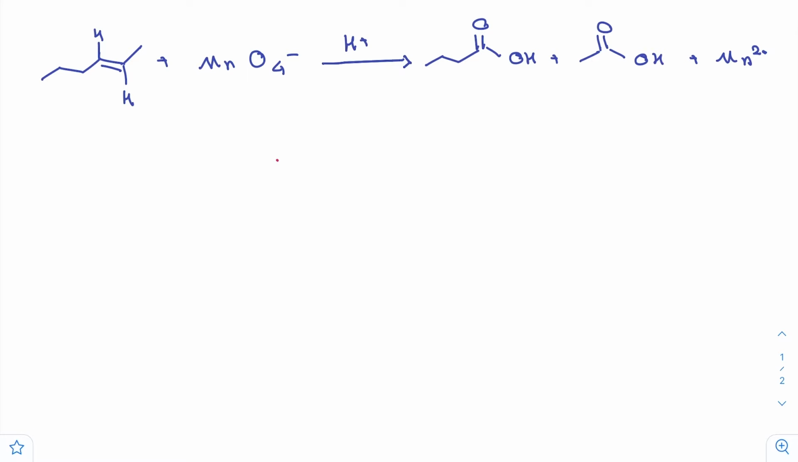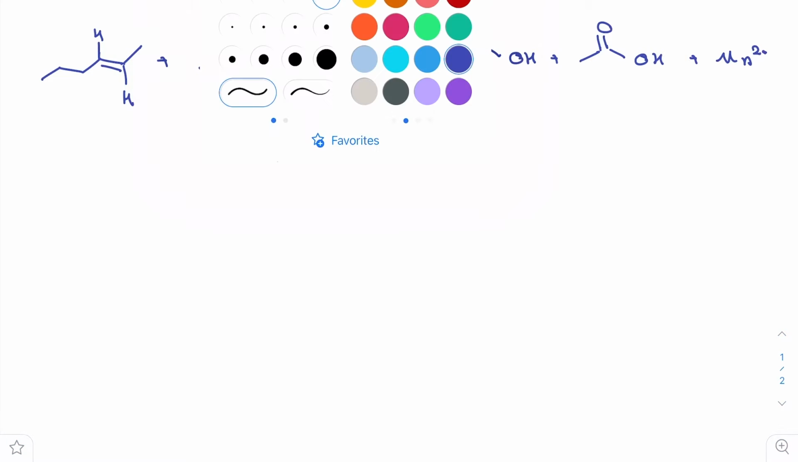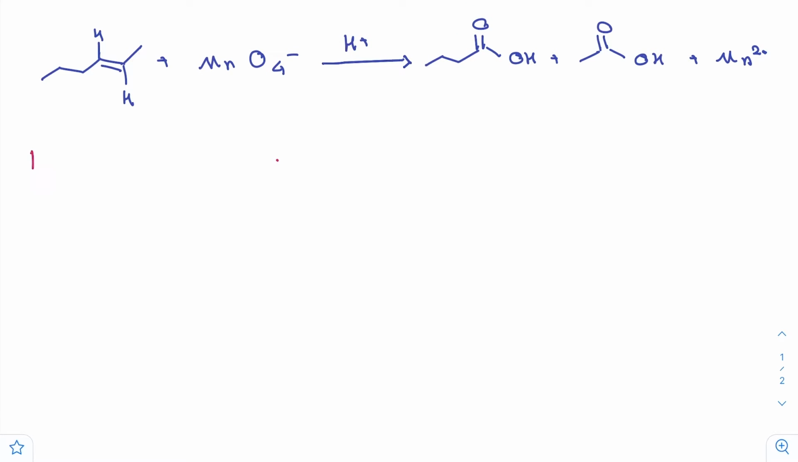Alright, so this is the reaction we're going to be dealing with. This is an oxidative cleavage of an alkene with permanganate in an acidic environment to give two carboxylic acids, and we're going to learn two methods to balance this equation. The first method is going to be the method of half reactions.